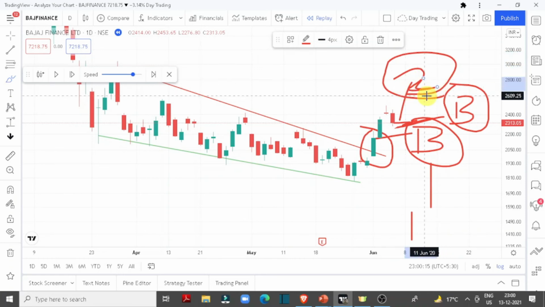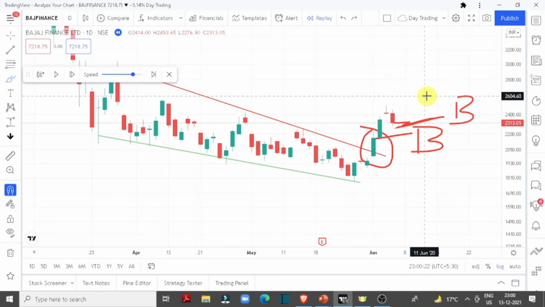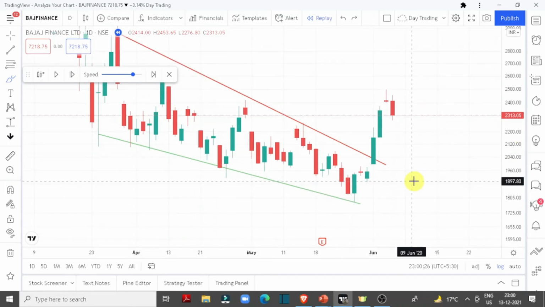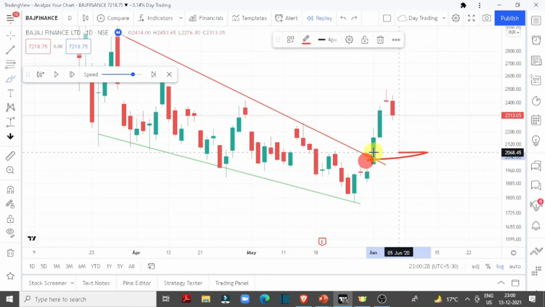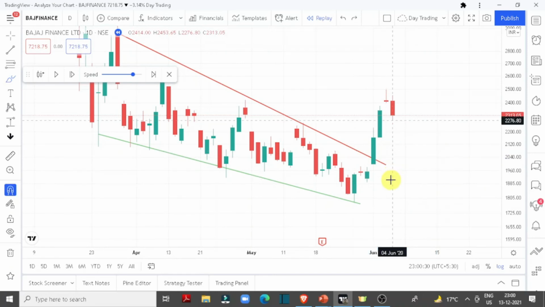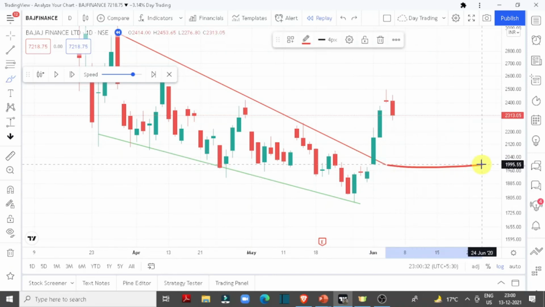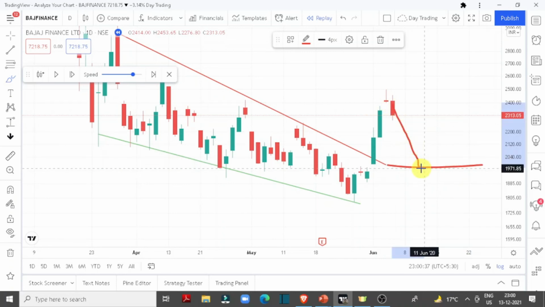There are different techniques of entry which you can use. Some people wait for a pullback or throwback to happen. Let me remove this. As you know, this level is a very important level from a technical analyst's point of view. So some people wait for a breakout, and then a pullback or throwback to happen.